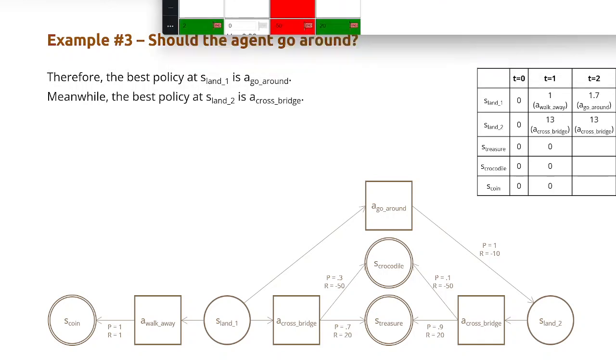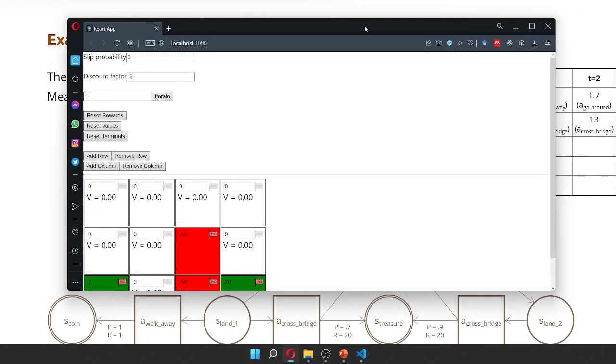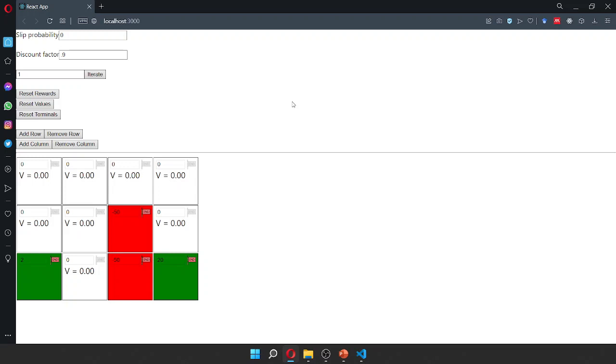Okay, so here, let me show you something. I made a simple web application that represents the grid world and also value iteration. As you all know, the squares here represent the states. The green ones are positive rewards. The red ones are negative rewards.